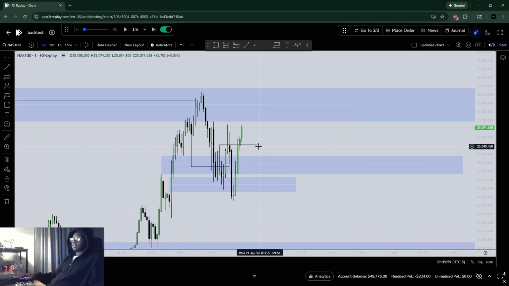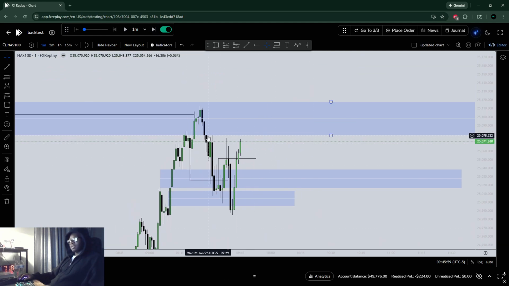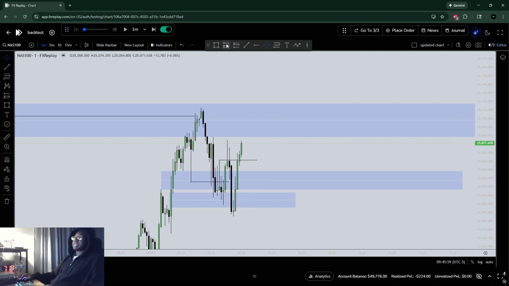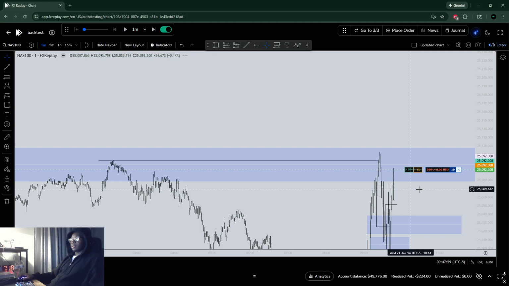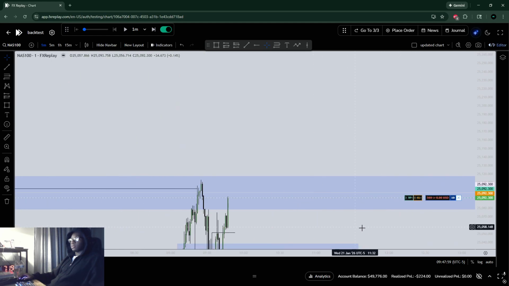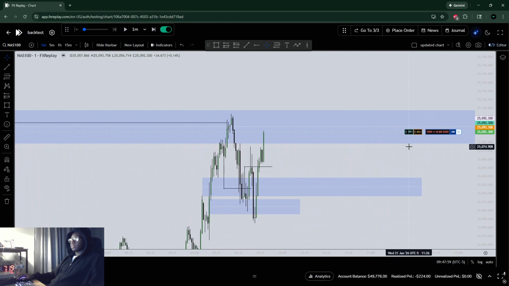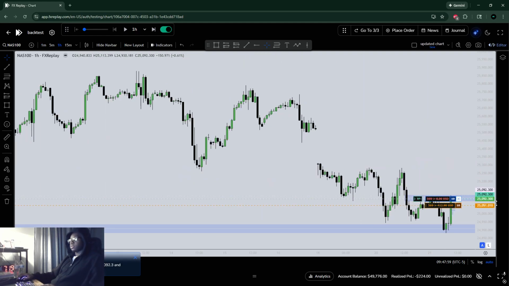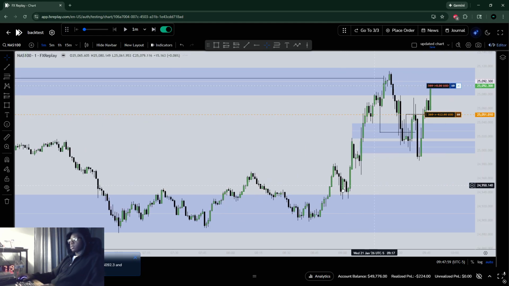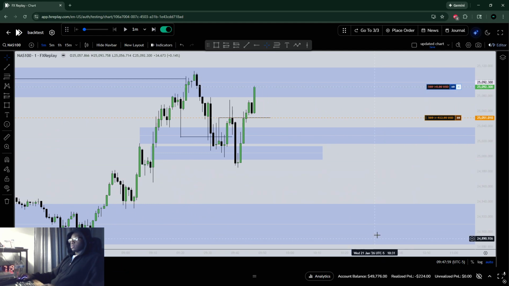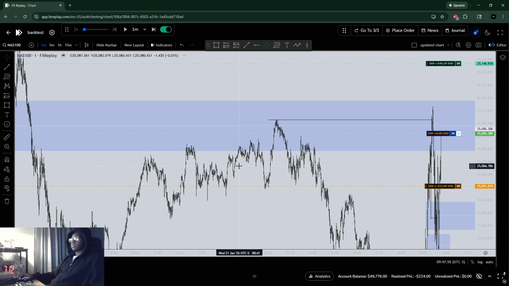Anyways, looks like he just went down to sweep that low inside the gap. And for me to take a long setup, I would have to wait for a close above his highs. Yeah, I'll just put my stop here. I don't want a crazy target. Maybe that. Oh shit. Not too crazy.